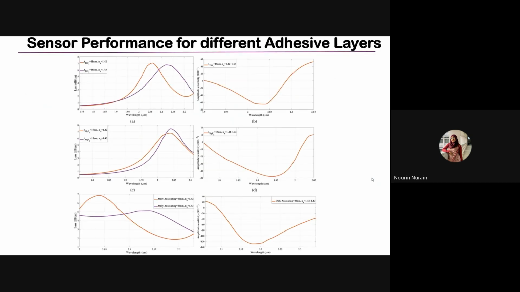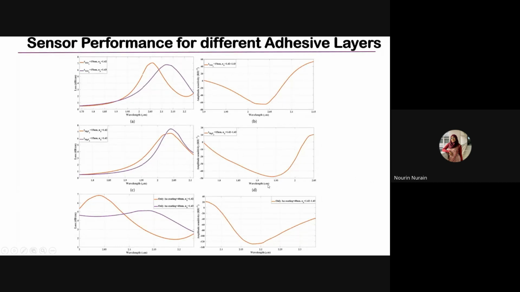Okay, so we studied the performance of our sensor for different layers. We tried different layers to see how the performance changes, how it reacts. So firstly, we used titanium oxide, then we used magnesium fluoride, and lastly, tantalum pentoxide. After investigating parameters like wavelength sensitivity and amplitude sensitivity, we got to see that when we use tantalum pentoxide, it gave the best results.